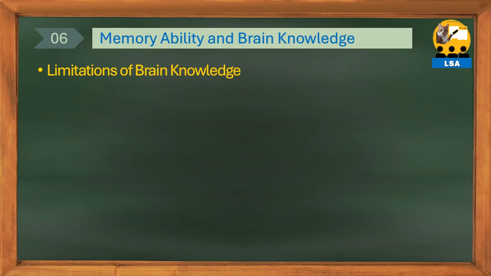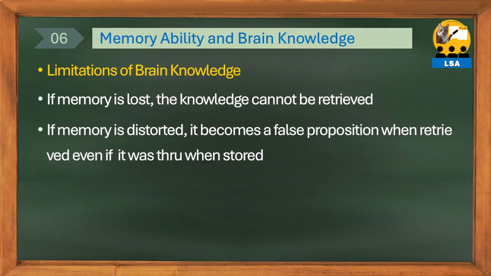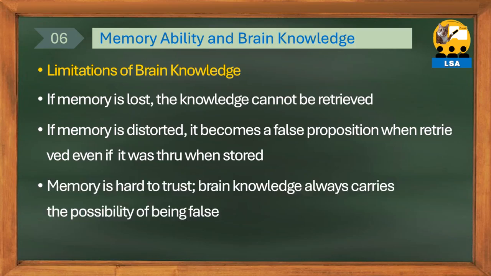One thing to note here is that brain knowledge is simply stored in a memory location, so if the memory is lost, the knowledge cannot be retrieved again. Also, since brain knowledge is based on contents recorded in the brain, if memory is distorted for whatever reason, it might have been a true proposition when stored, but becomes a false proposition when retrieved. Therefore, since memory is hard to trust, we must not forget that brain knowledge always carries the possibility of being wrong. So they say even in trials, if memory is the only evidence, its evidentiary value is not recognized.